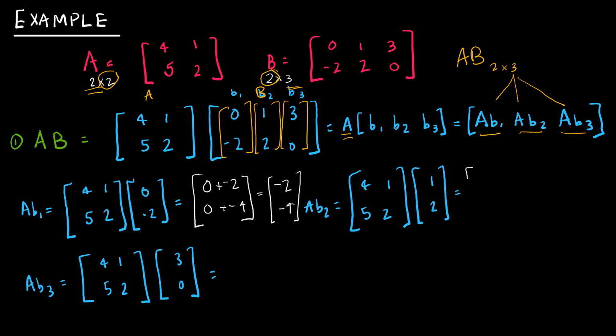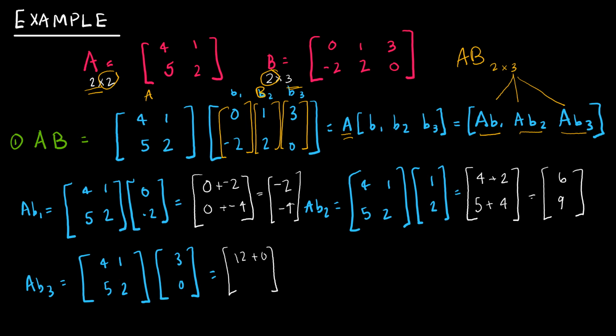AB2, I'm going to do it the same way. So 4 times 1 is 4, plus 1 times 2 is 2. 5 times 1 is 5, plus 2 times 2 is 4. That gives me 6, 9. And then 4 times 3 is 12. 1 times 0 is 0. 5 times 3 is 15. 2 times 0 is 0. That gives me 12, 15.